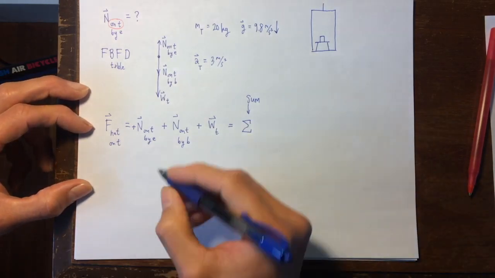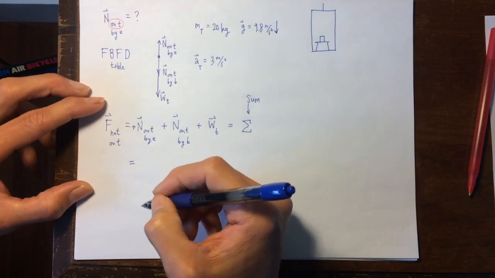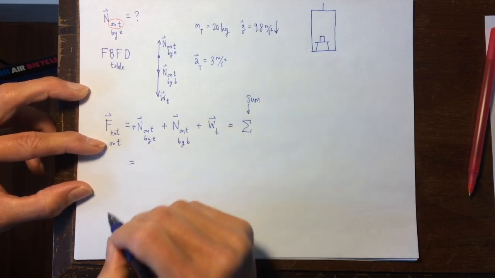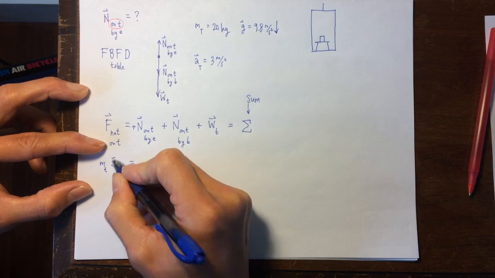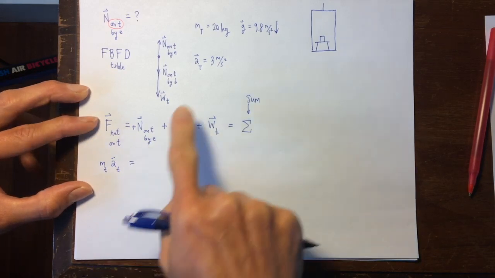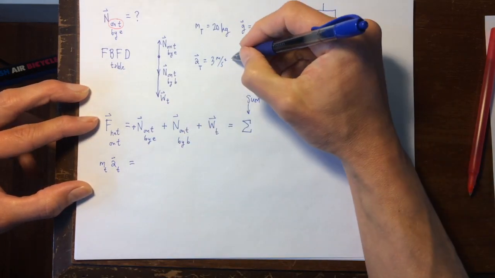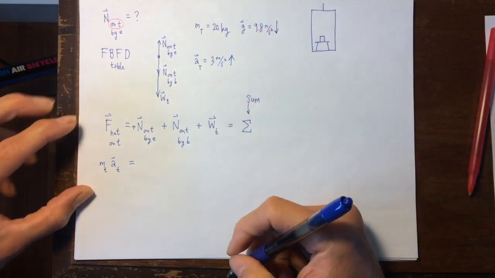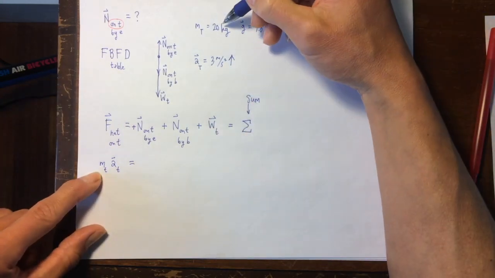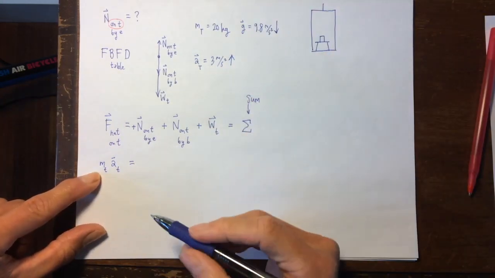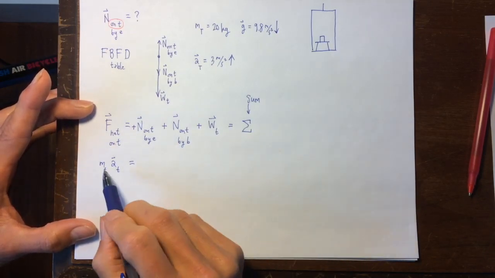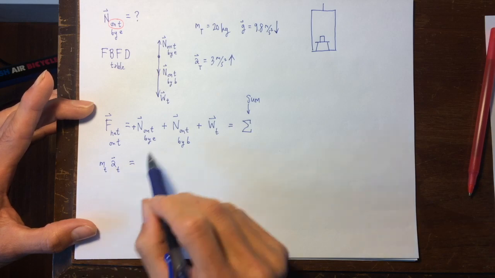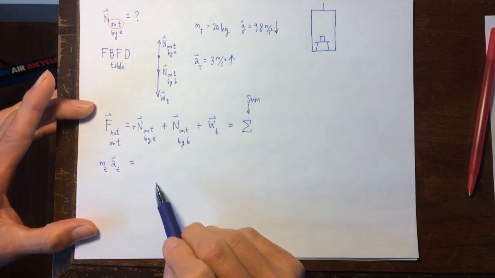Okay, so Newton's second law says the net force on the table is the mass of the table times the acceleration of the table. The acceleration of the table is 3 meters per second squared. Oops, I forgot, it is upwards. The mass of the table is 20 kilograms. So I've got all this stuff. Okay, so this is equal to the sum of those three terms.